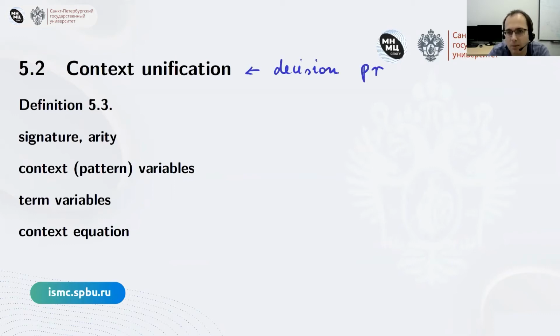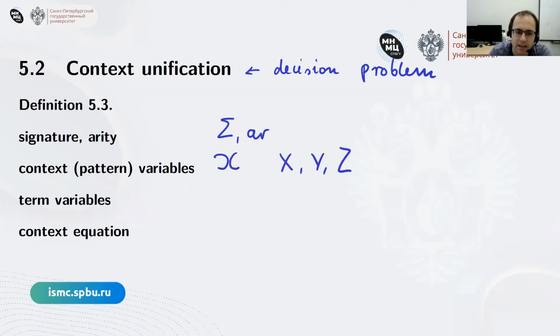And again, usually when we are given a decision problem, we can also provide not only a yes/no answer, but actually a solution. Nevertheless, we view it as a decision problem. So on the input, we are given a signature with the arity, so the function which tells you what is the arity of every letter. We get some set of context variables. Those are variables, I will denote them with capital letters X, Y, Z. And the idea is that we should substitute patterns for them.